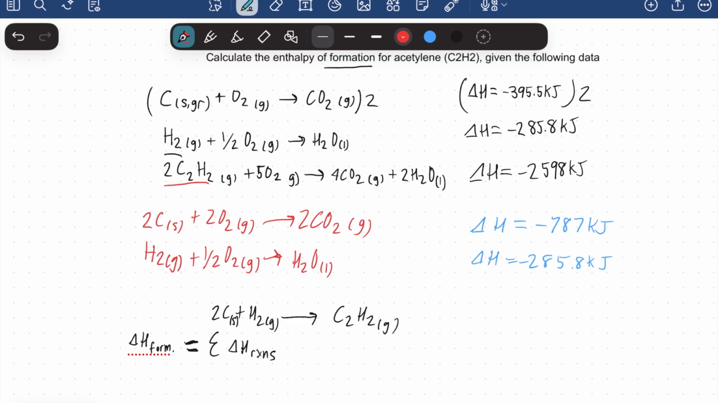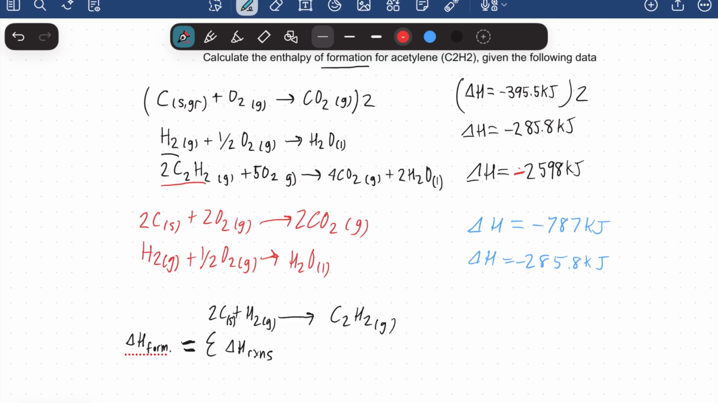Also, we can see that we have 2 moles of acetylene on the left when in our net equation we only need 1 mole. So, to manipulate this equation, we need to flip it, which will flip the sign of our change in enthalpy. We also need to divide it by 2. So, when we change the sign and divide it by 2, our new change in enthalpy will equal 1,299 kilojoules.